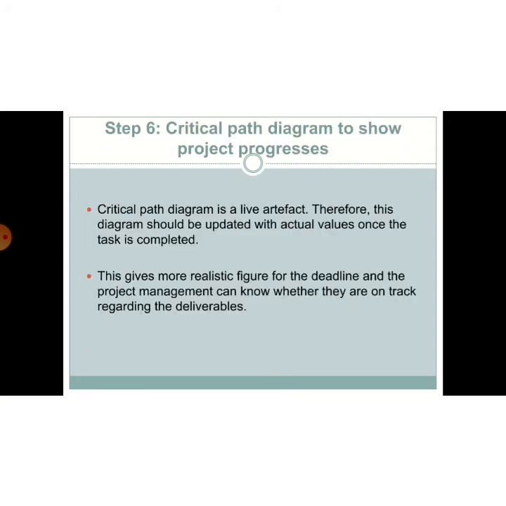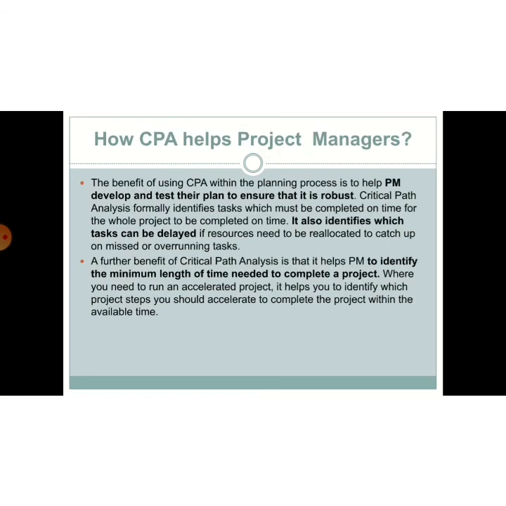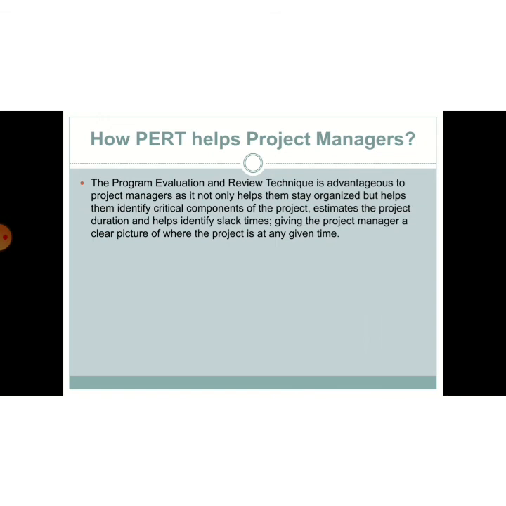Now, step 6 is critical path diagram to show project progress. Critical path diagram is a live artifact. Therefore, this diagram should be updated with actual values once the task is completed. Now, how does CPA help the project manager? A project manager develops and tests their plan to ensure that it is robust. It also identifies which tasks can be delayed, and CPA also helps to identify the minimum length of time needed to complete a project. How does PERT help the project manager?